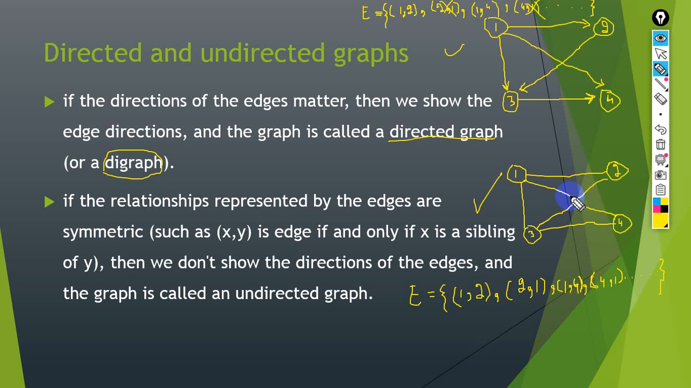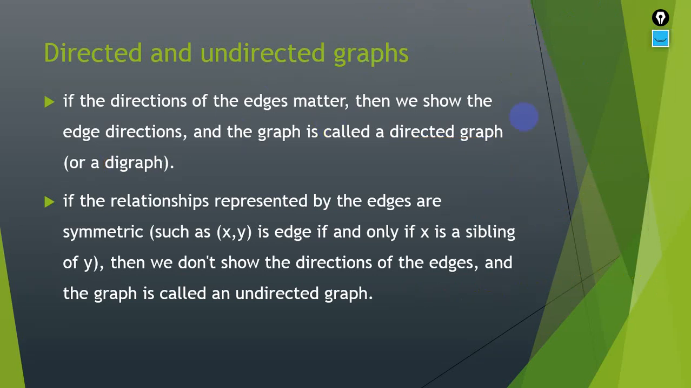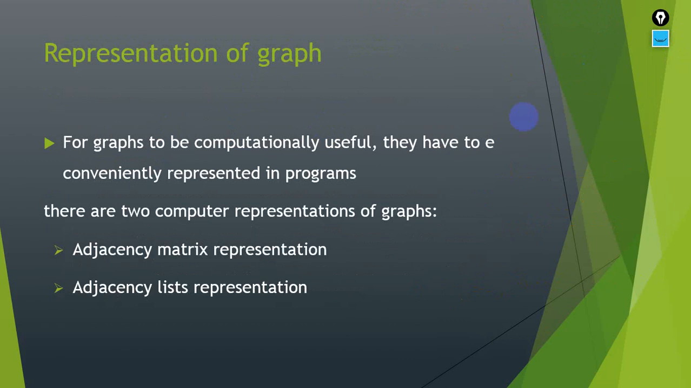Okay, and we can write the edges just like this: 1 2, 2 1, no problem; 1 4, 4 1, no problem. But here it matters, because we have a direction from 1 to 2, but here we haven't a direction from 2 to 1. So 1 is adjacent to 2, but 2 is not adjacent to 1. 2 is adjacent from 1, not to 1. So these were the directed and undirected graphs. Next we have representation of graph.